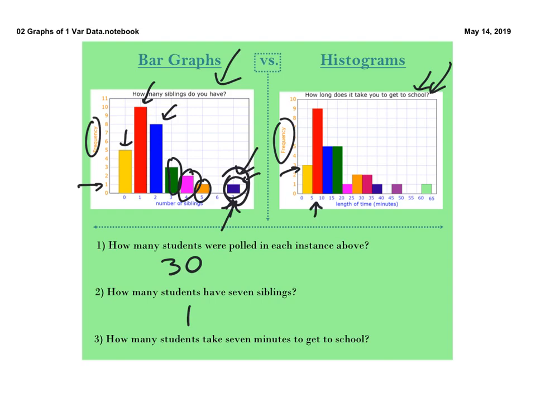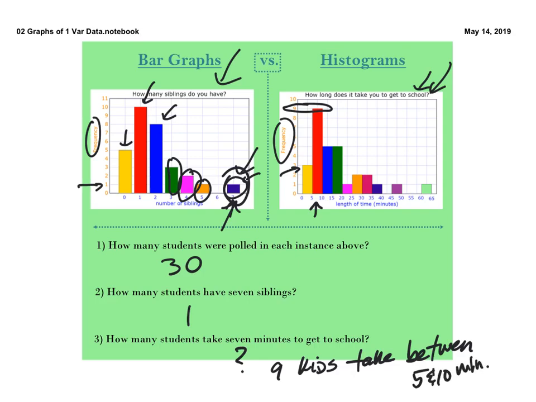7 is in between 5 and 10. All I could tell you for sure is that 9 students take between 5 and 10 minutes to get to school. So we can't really answer that question, okay? But we can say that 9 kids take between 5 and 10 minutes. All right, let's move on.